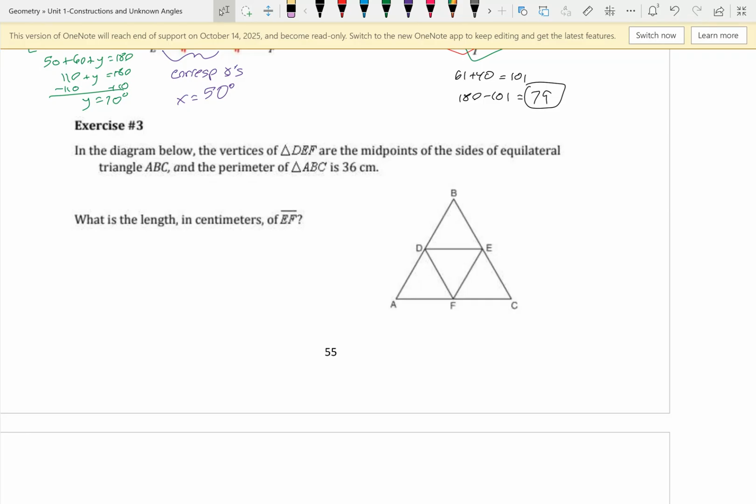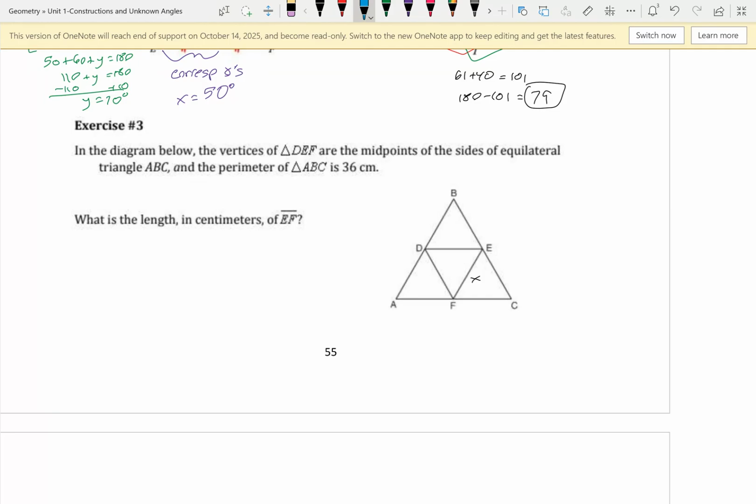In the diagram below, the vertices DEF are the midpoints of the sides of the equilateral triangle ABC. So what they've told us is DE, EF, and DF are all midsegments. And the perimeter of triangle ABC is 36. What is the length of EF?